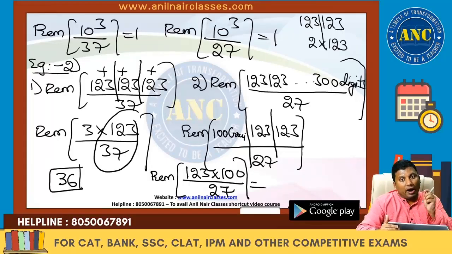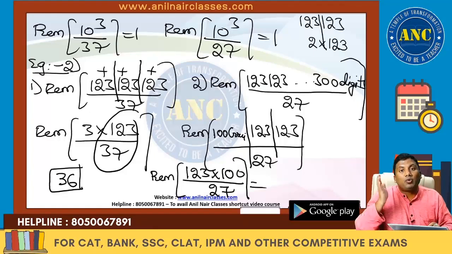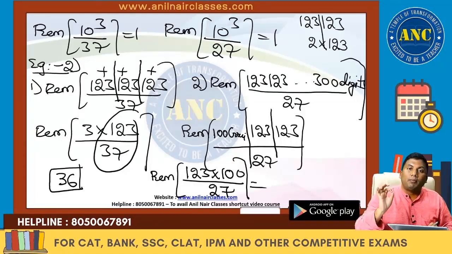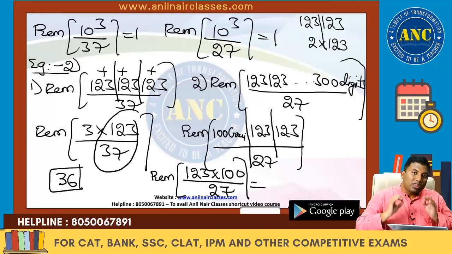300 digits. The number 123 has 3 digits. That number is written in the form of 300 digits. It is equivalent to saying 123 is written 100 times. If 123 is written 2 times, when you divide it by 37 or 27, it will become 2 into 123. If 123 is written 100 times, it will become 123 into 100.